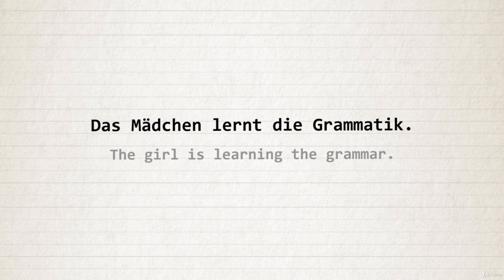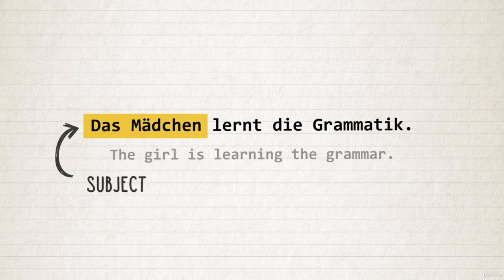Das Mädchen lernt die Grammatik. The girl is doing something, learning. That's why the girl, das Mädchen, is the subject of the sentence and in the nominative.